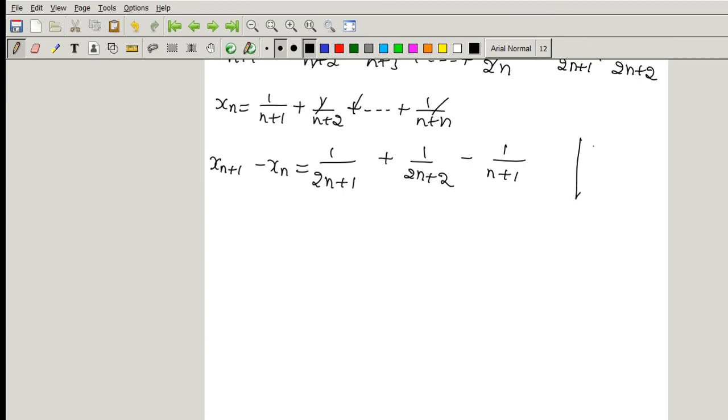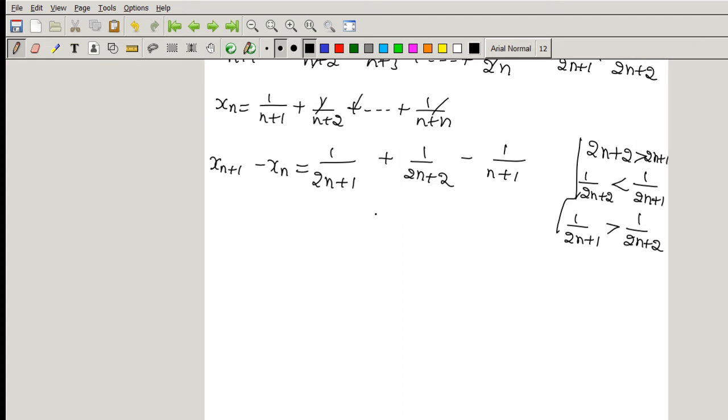Now 2n plus 2 is always greater than 2n plus 1, because n is a natural number. So 1 by 2n plus 2 is always less than 1 by 2n plus 1. If you take the reciprocal, the inequality changes. Therefore 1 by 2n plus 2 is less than 1 by 2n plus 1, that is, 1 by 2n plus 1 is greater than 1 by 2n plus 2.